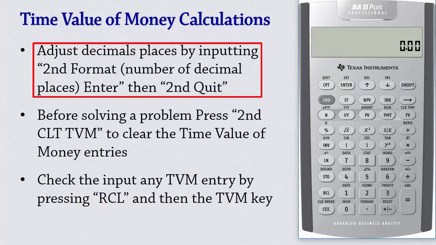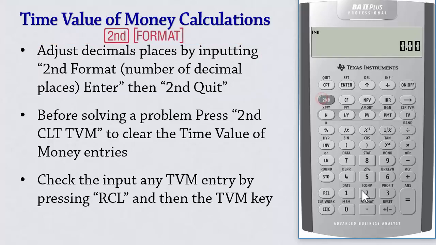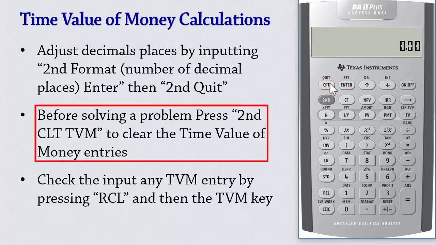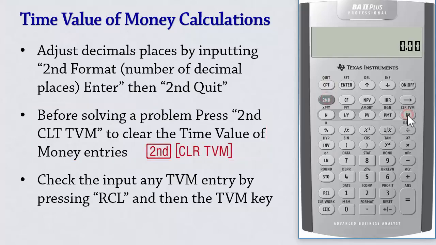You can change the decimals to your desired number of decimal places by pressing Second, Format. You can choose 9 to display all decimals, but I will leave it at 2. Press Enter and then Second, Quit. Before solving any problem, press Second, Clear Time Value of Money to clear time value of money entries.